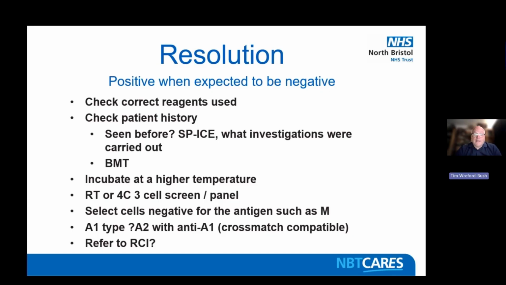If you suspect it might be an anti-A1, you can type for A1, and if they're negative for A1, then you think, okay, they're A2, probably with an anti-A1. You don't know that for certain, but it's a good assumption, and basically you're going to be cross-match compatible anyway. So if it's compatible in a cross-match, it's going to be fine. The other thing to think about is, do we need to refer to RCI? Again, you only want to refer to RCI what you really can't resolve and what you can't get a cross-transfusion strategy for.